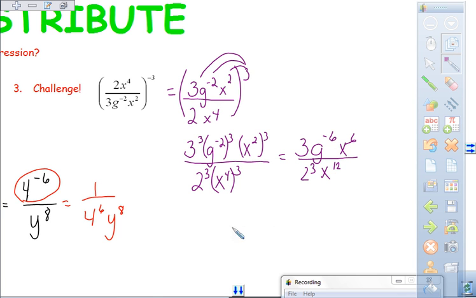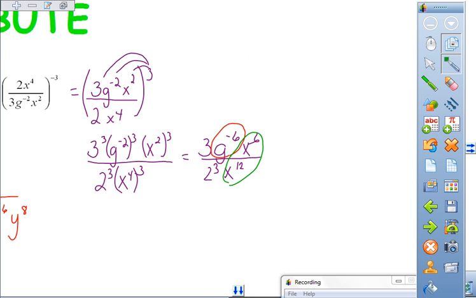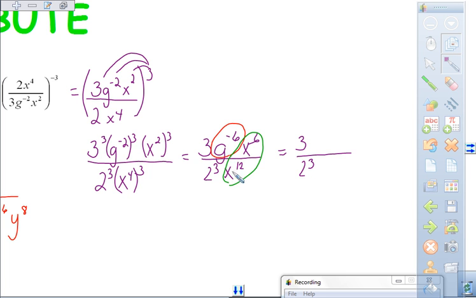Double check, do we have anything we need to simplify? We have a couple. I see a negative exponent, and I see something that has to get simplified. So I'm going to leave the 3 up and the 2 cubed down. And in terms of alphabetizing, the g needs to be first, so g to the 6th. And then my x would go second.